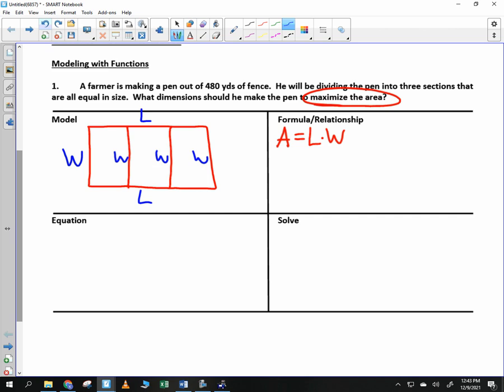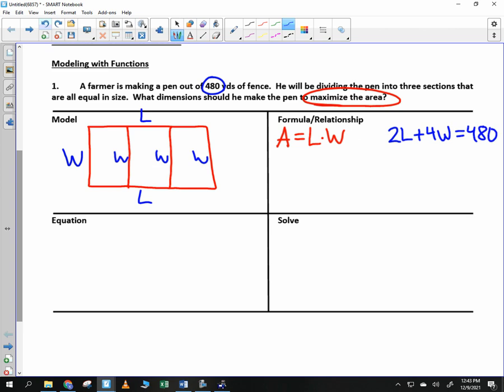Does anybody see some helpful information in here that will help me set up another equation? Yeah, it's 480. So what's equal to 480? 2 of the L's plus 4 of the W's? Okay, let's do it. 2L plus 4W is equal to 480.